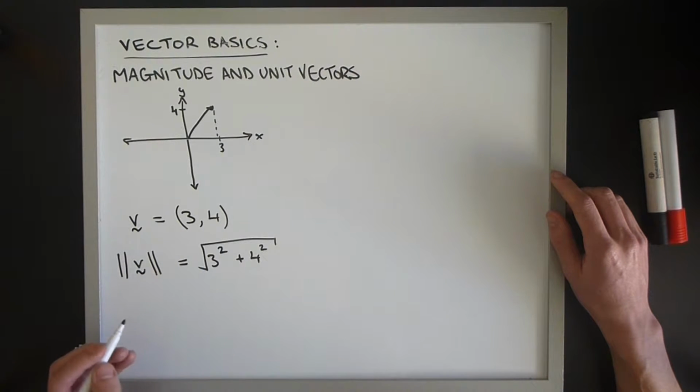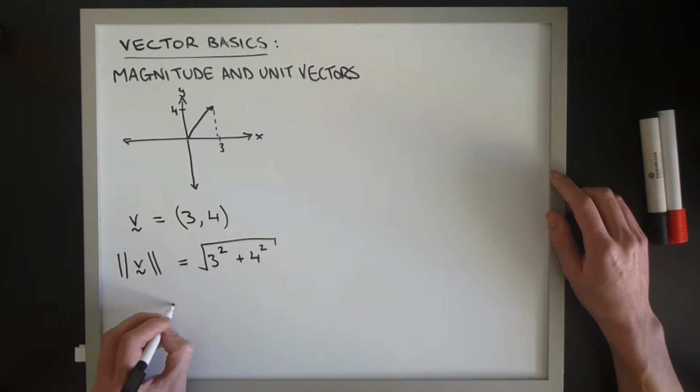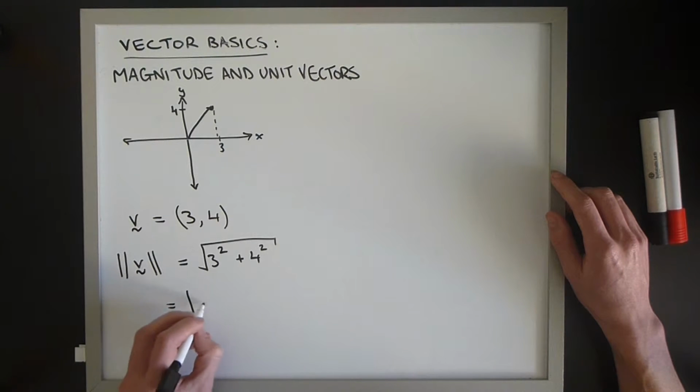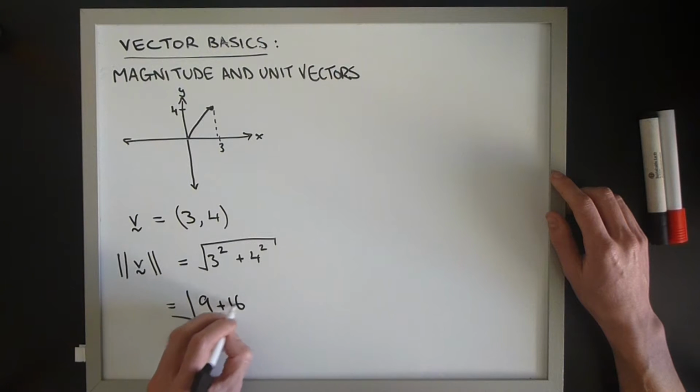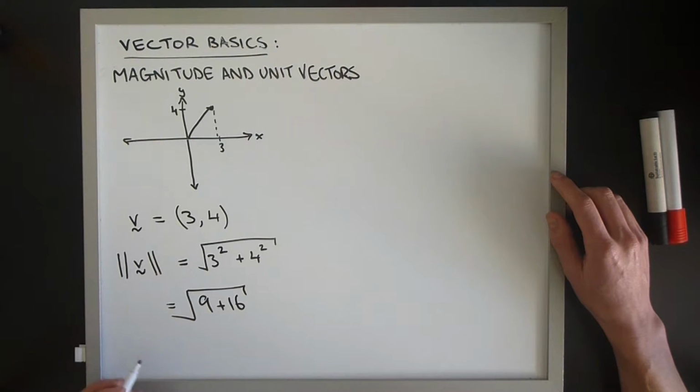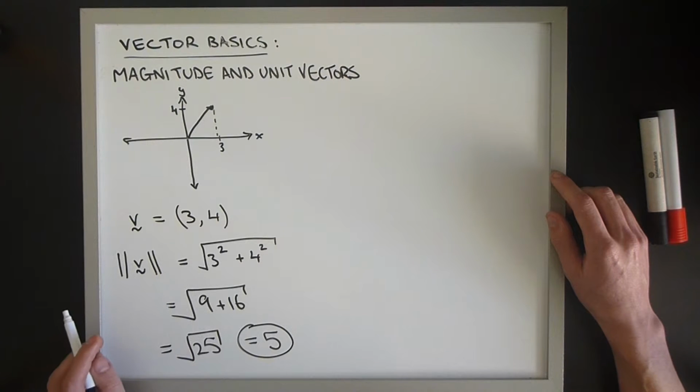So in this case, the magnitude of our vector v is the square root of 9 plus 16, which is root 25, which equals 5. So the magnitude of our vector v is 5, which is the length of the vector.